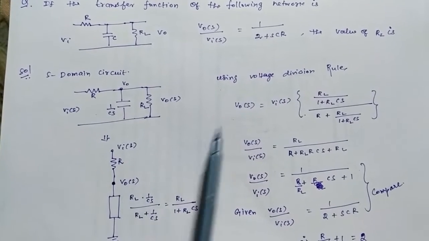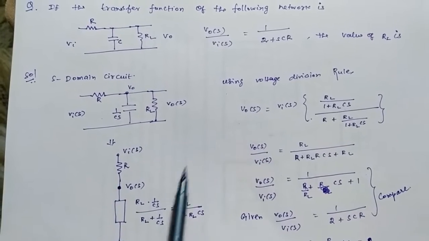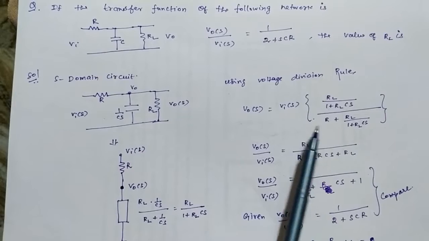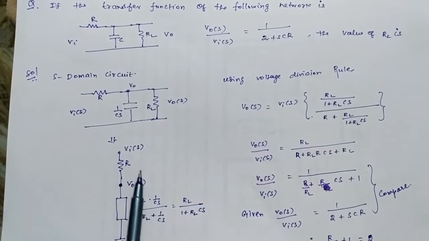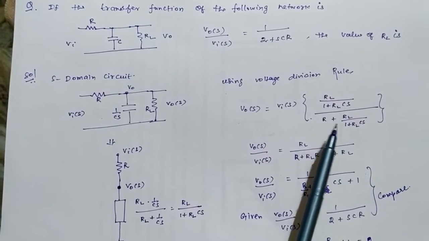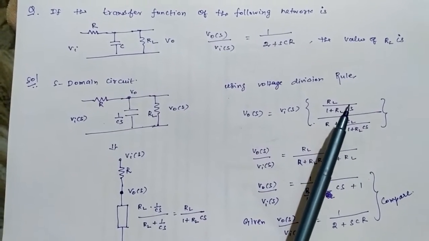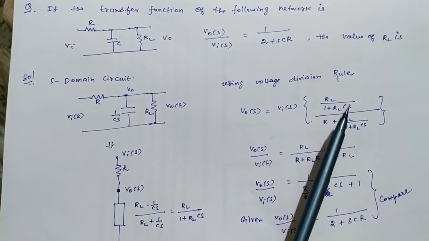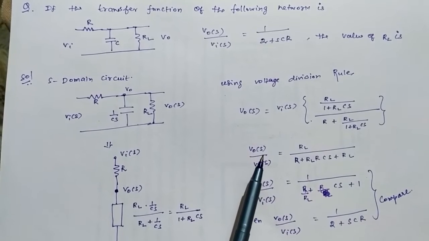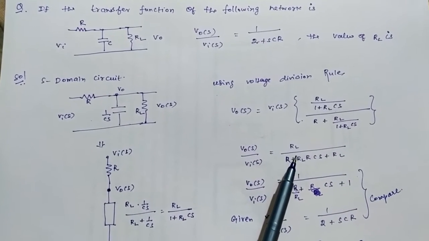So V naught of S is equal to the applied voltage, across which we want to find the voltage drop, divided by the total resistance. So this resistance and this total one. Taking LCM in this term and cancelling the denominator of both the terms, we have the answer like this: V naught of S divided by Vi of S is equal to this. Again bring it to standard form.